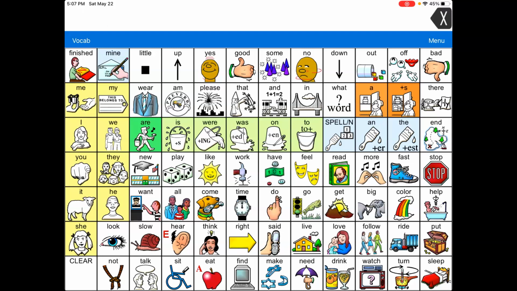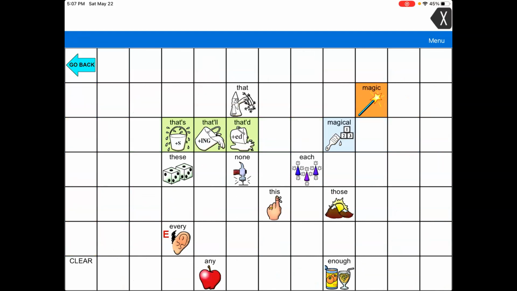All right, let's keep going. The next one is next to please, the wizard, that. Those are determiners. The wizard is using his wand to point to this, that, those, and these. So here we go. Let's touch that. And there are all of those words there. That, these, this, those, all of our determiners.